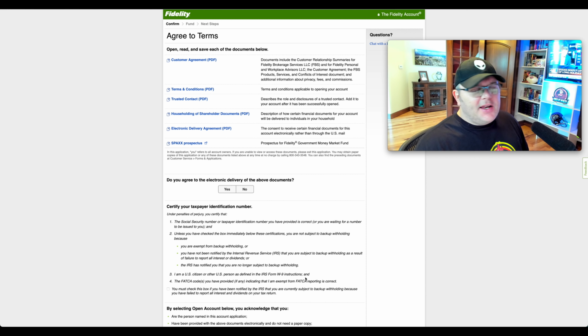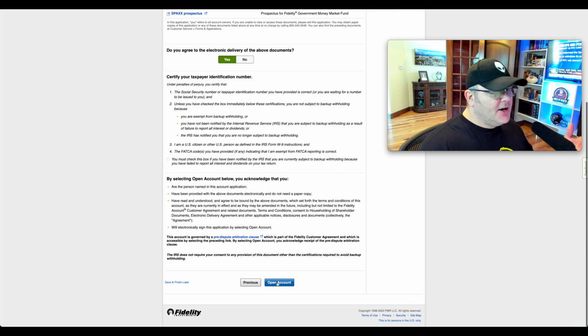On that last slide, it asked me to enter all my information. Since I already have a Fidelity account, it was pre-populated. So it has my social security, my address, all that different stuff. This is the next screen. You're gonna go and read through all these PDFs. When you're done, click yes, then go to the bottom here, open an account.